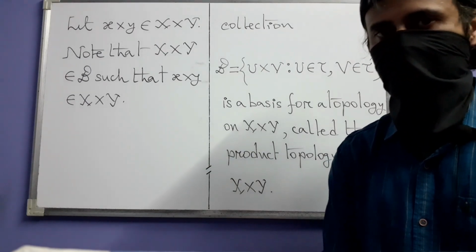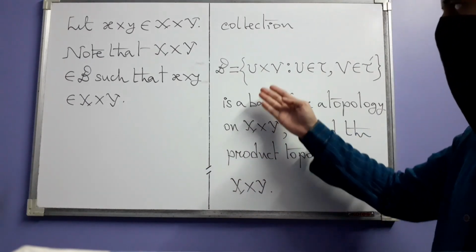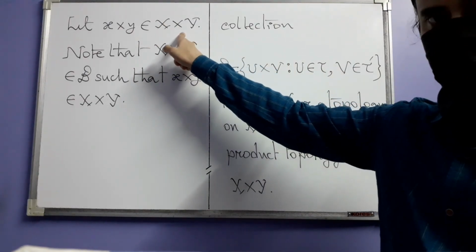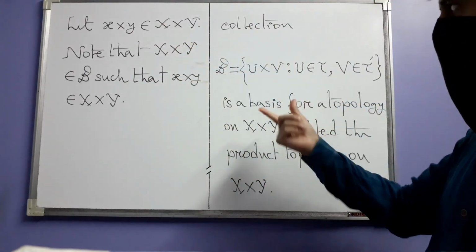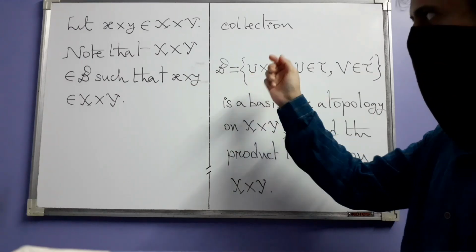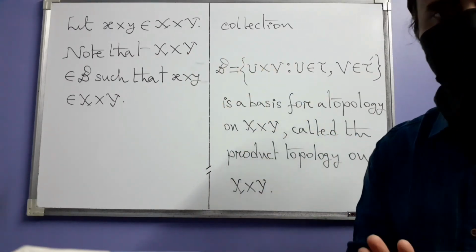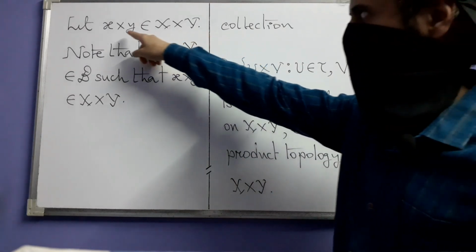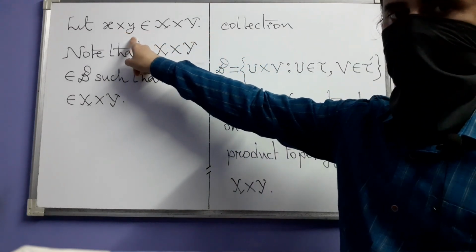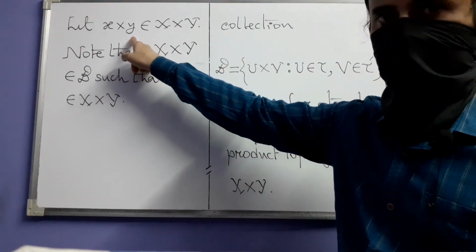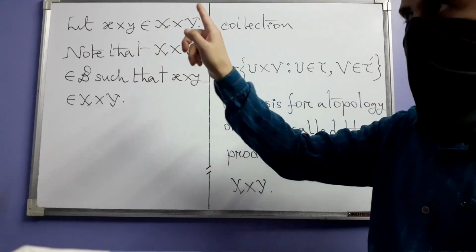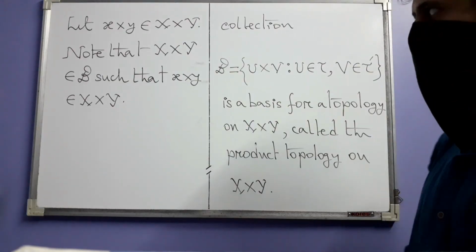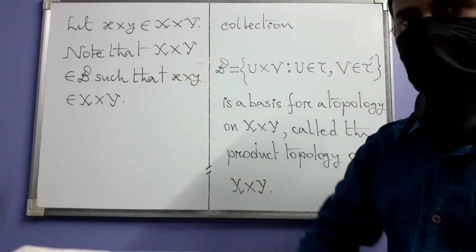What is the first condition for a basis? Namely, that whenever you take any point from your set, then there should be a basis element containing that point. What is our set? Our set is the product X times Y, where say we have taken any element. Oh, and recall the notation also. Normally we would write x comma y enclosed within round brackets, but the author wrote like this.